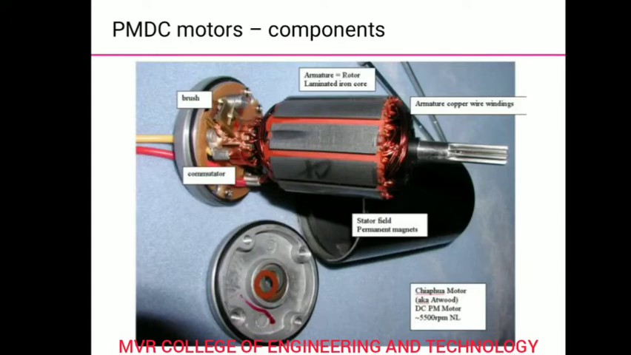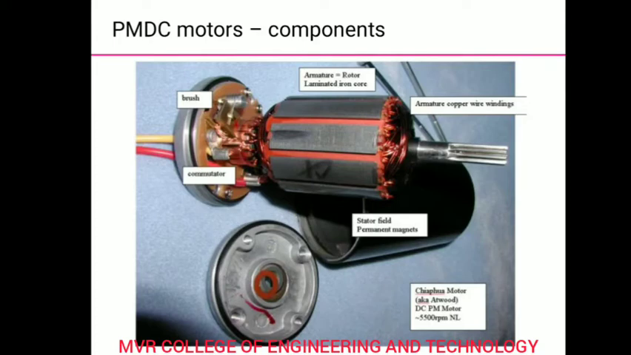For the armature rotor, it is a laminated iron core, and there are armature copper wire windings, and there is a stator field which is made up of permanent magnets. I am repeating the parts of the PM DC motor. For the stator, there are permanent magnets. These permanent magnets will produce the field, and for the armature, there are copper wire windings and copper bars, and it's a laminated iron core, and we have the commutator and brush assembly.